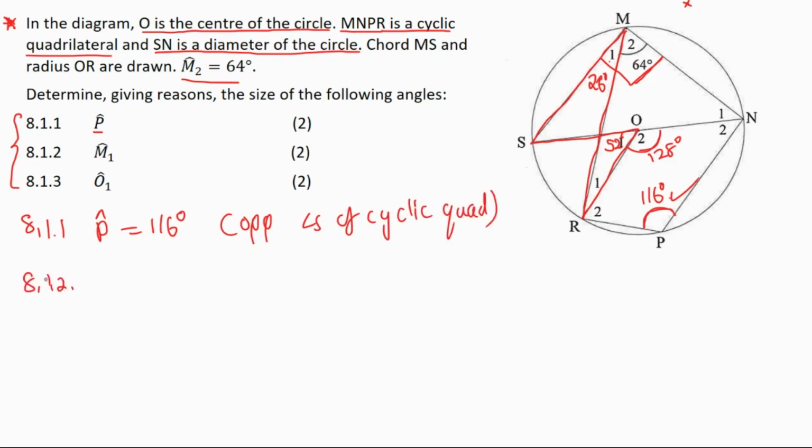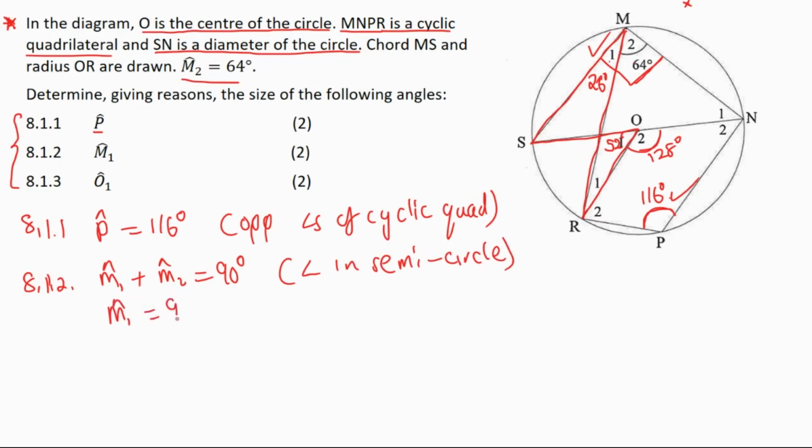And then let's go to 8.1.2. Angle M1, we already have it, becomes very easy for us. So that is 26. Angle M1 is 26 degrees, because if you say angle M1 plus angle M2 is equal to 90 degrees, angles in a semicircle, right? So we have angle M2, so angle M1 is equal to 90 degrees minus angle M2, 64 degrees, which is equal to 26 degrees. And then don't just work on the diagram, you have to write your answers with statement and reason. Don't forget that. Euclidean geometry is always statement and reason.